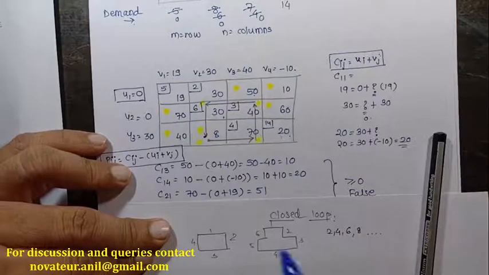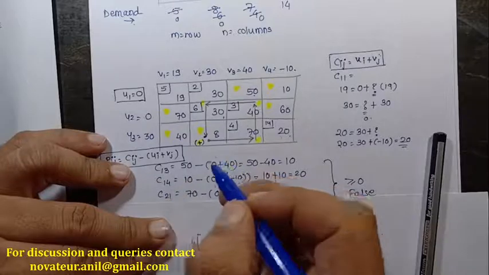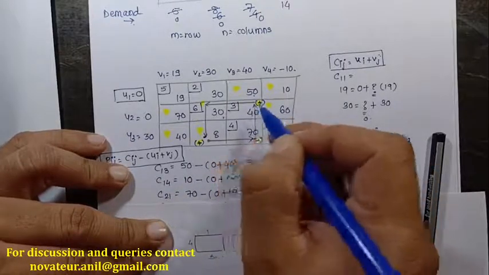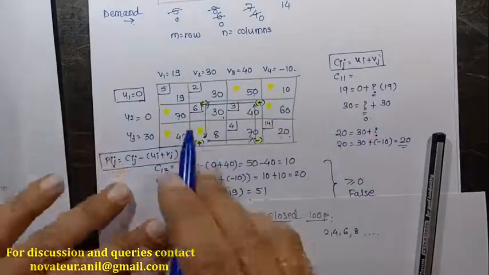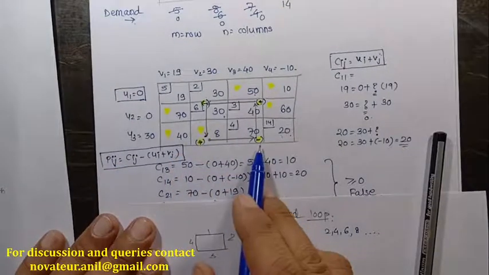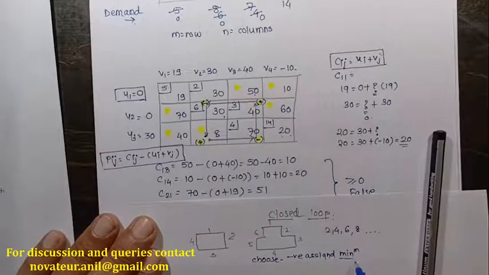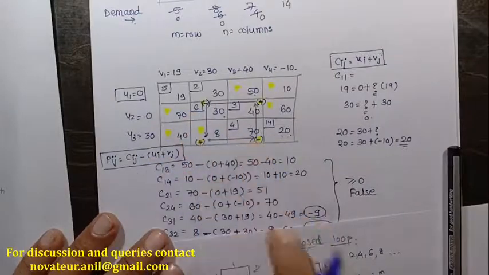So what I am going to do is put some signs. From the cell where I started, I will put a positive mark. The next one is negative. Alternately, I will put positive and negative signs. So this cell has a negative and this cell has a negative value. Next, you need to choose the minimum negatively assigned value. Now what is the minimum value? Here it is 4, here it is 6, so the minimum is 4.